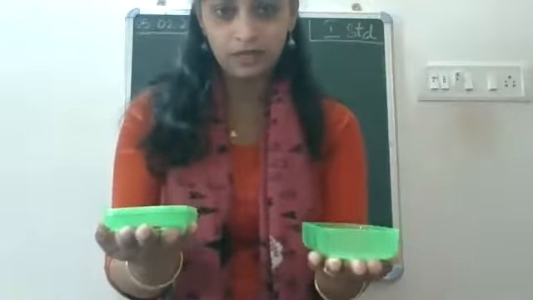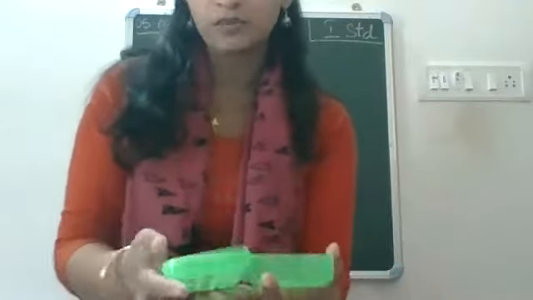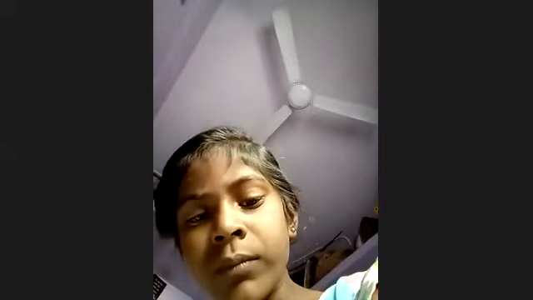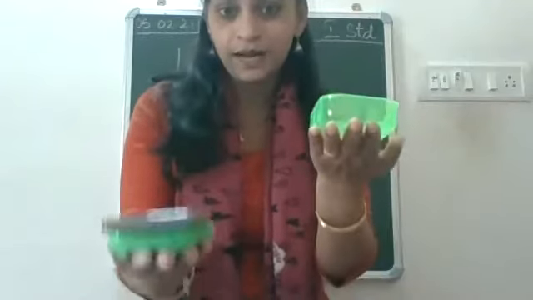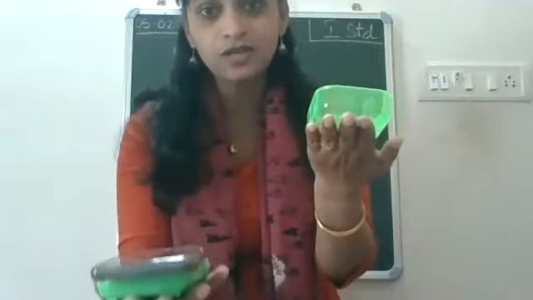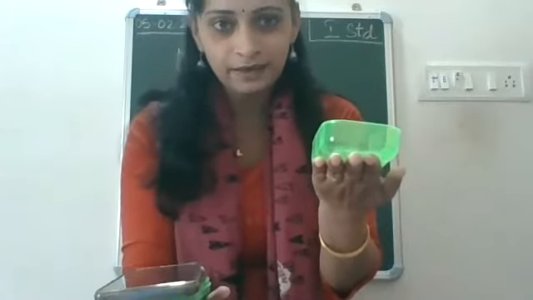See now if I have two pans over here, and I'm going to keep a mobile in one of the pans, which is heavier, children? The pan which is empty or the pan with the mobile? Mobile. So what happens is because of the weight, the pan goes down. The pan with a heavier object goes down. Do you all understand? Yes, ma'am.